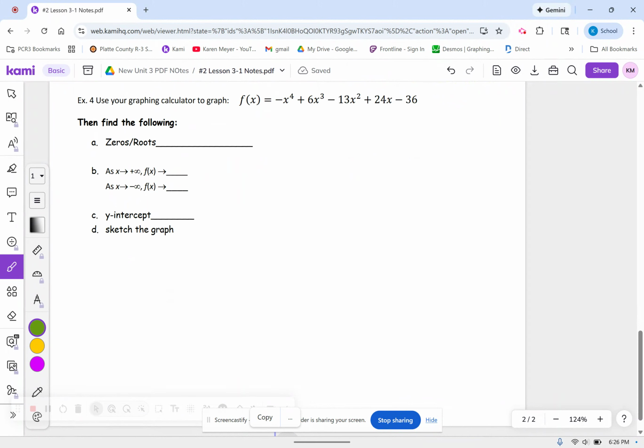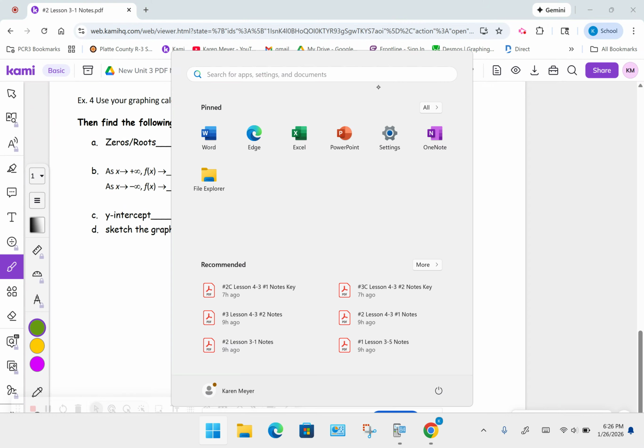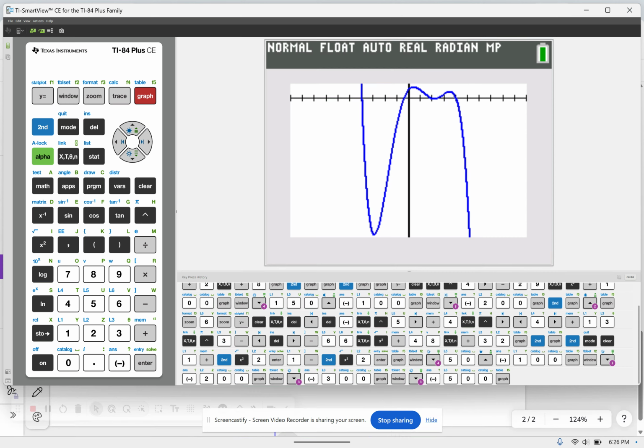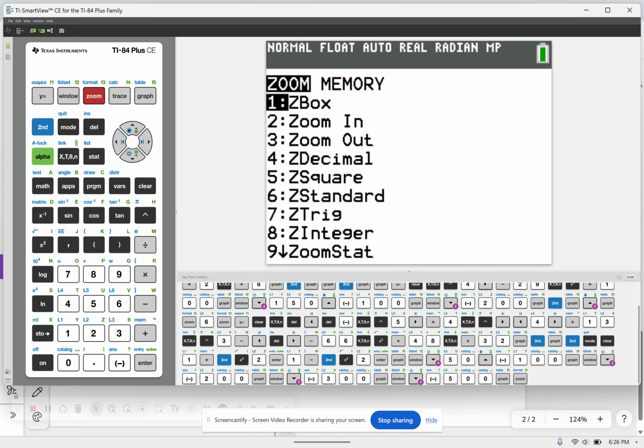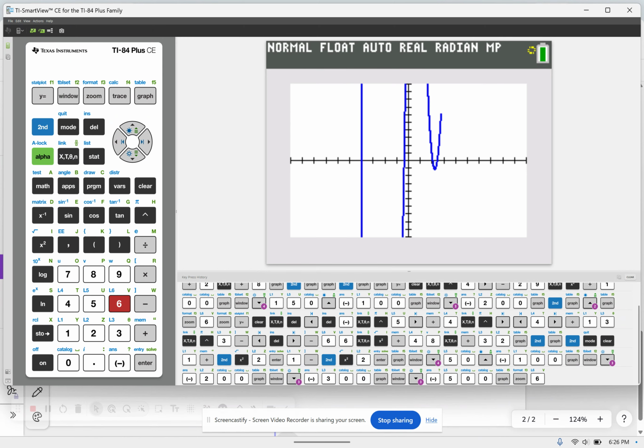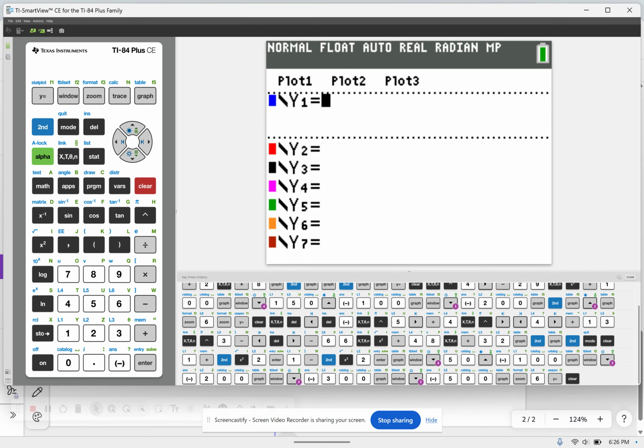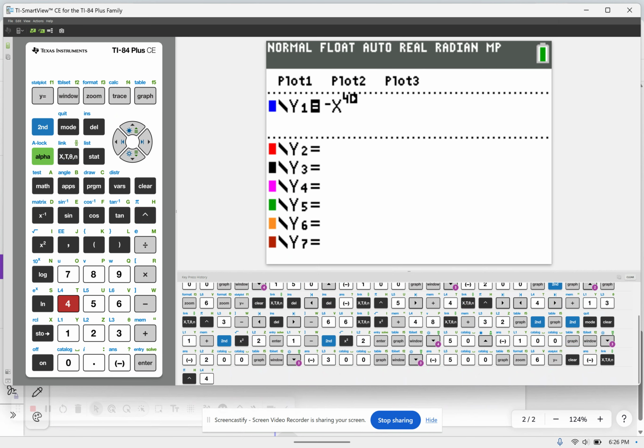Okay, so on this one we're going to go back to our calculator and type it in. But before I type it in, remember, I'm going to put it back on the normal screen. So zoom 6 is normal, zoom 6, normal. Now y equals, and clear this out, and then type this one in. Hopefully everybody's typing the next one in.